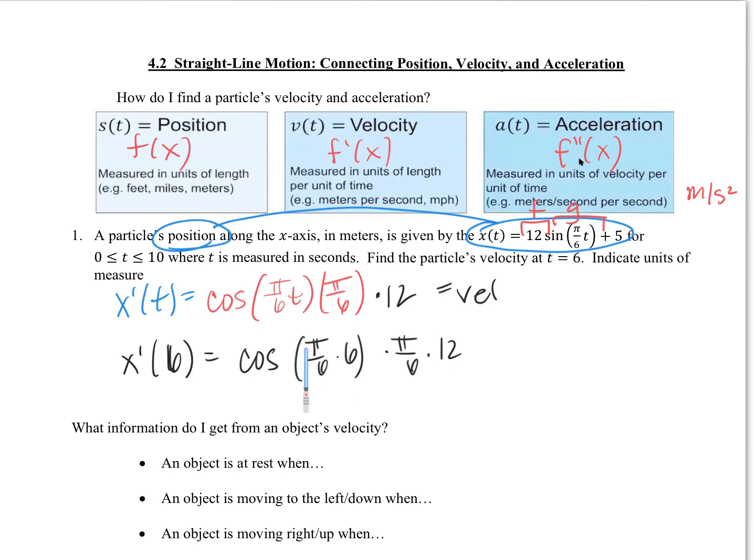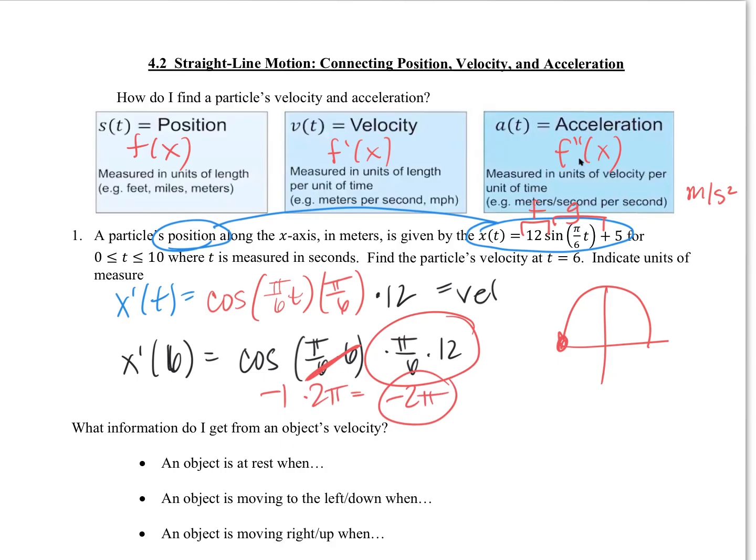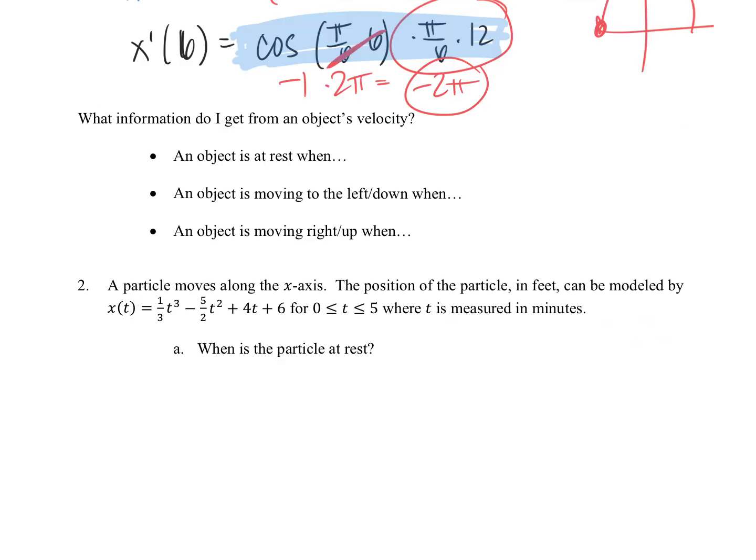All right, you guys, what's this going to be? Pi over 6 times 6? Just pi. Cosine of pi is -1, times 2 pi. Final answer? Very good, Lucal. This could have been where you ended if this was a free response question. Sound good? Let's think about this.